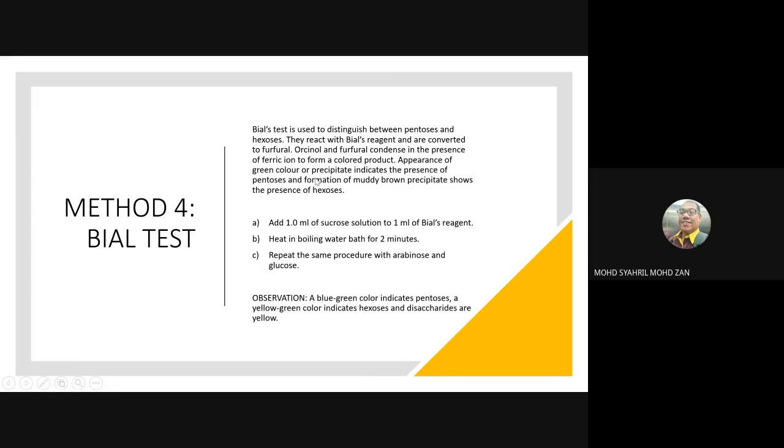Alright. So orcinol dengan furfural ni kena gabung, dan dia akan memberikan pewarnaan kepada ferric ion. So ferric ion boleh jadi hijau, boleh jadi biru dan juga boleh jadi yellow. Okay. So A, B, C is our manual. Okay. So expected result, if you get pentose, you will get blue-green color. Yellow-green, you will get hexose. Whereas yellow only, you will get disaccharide.